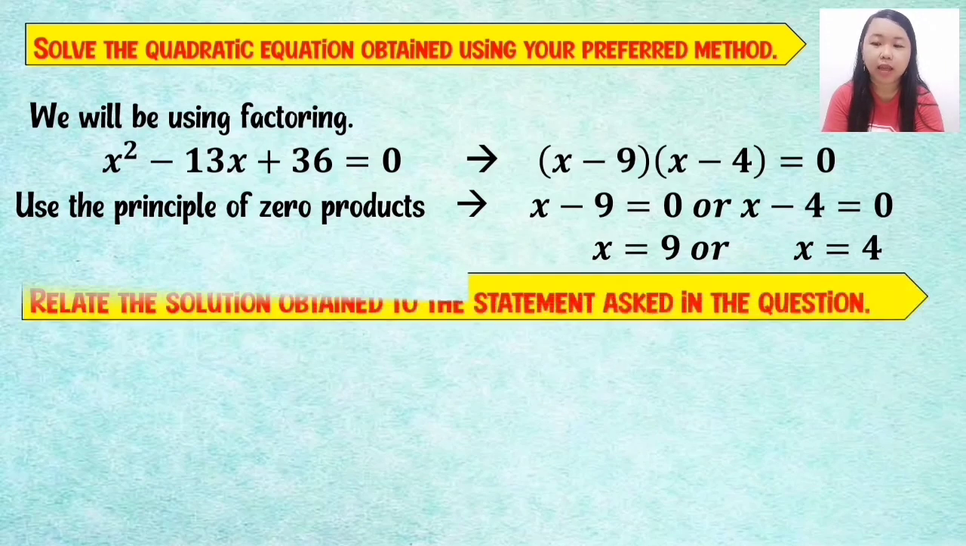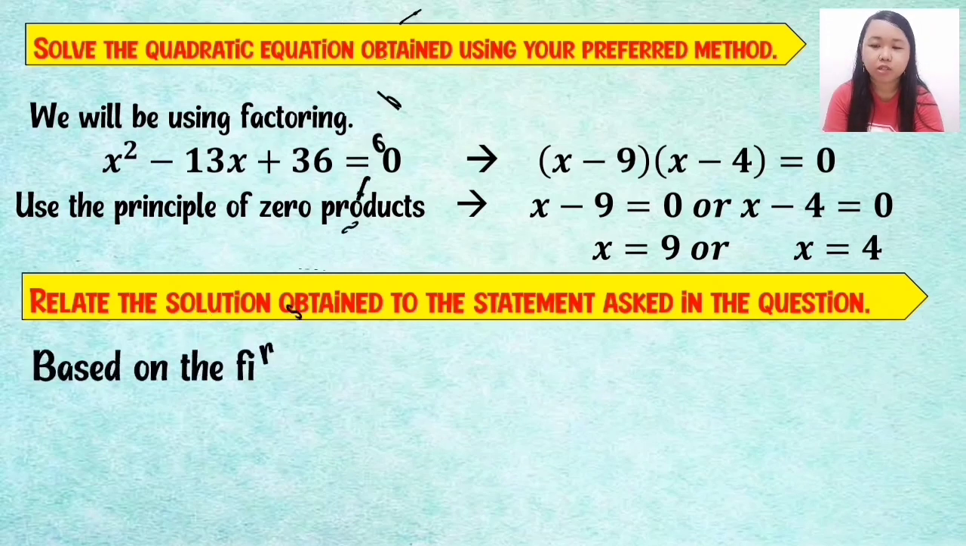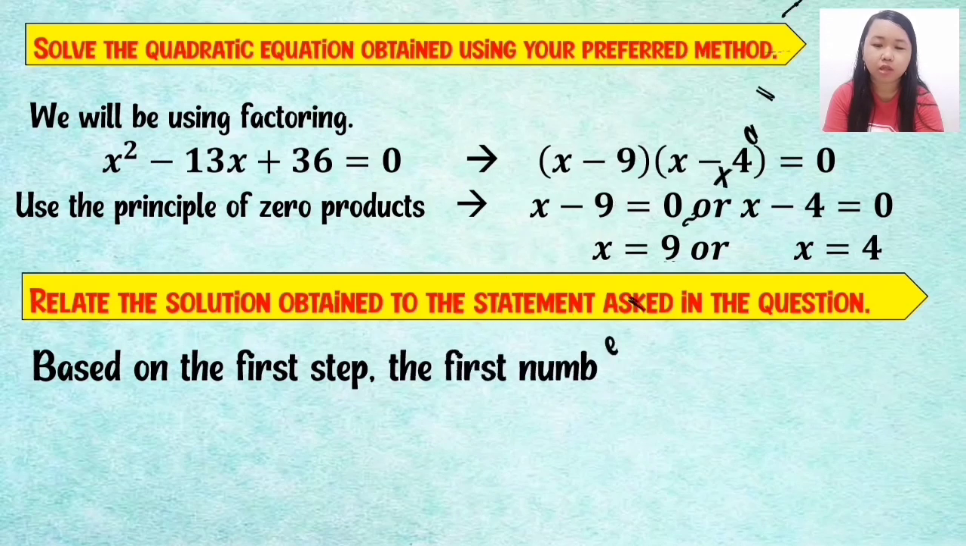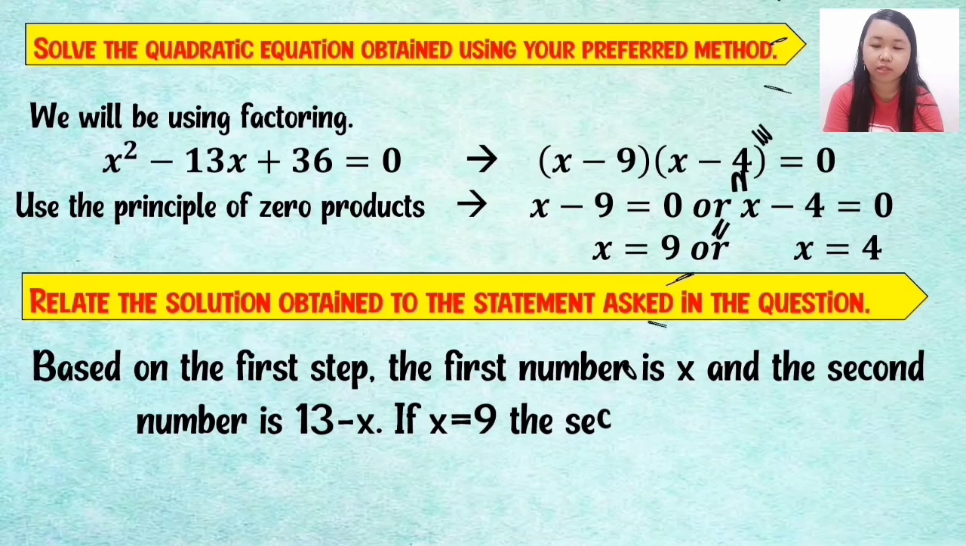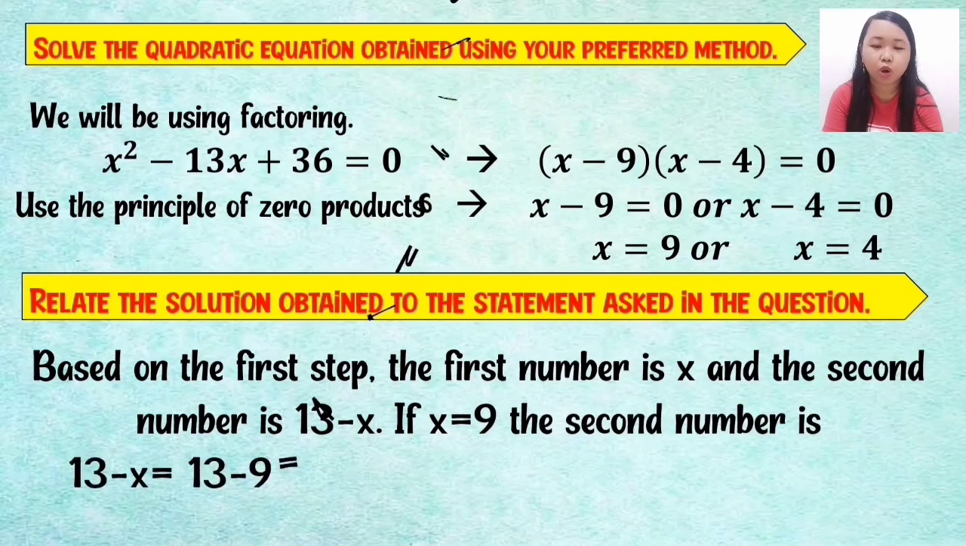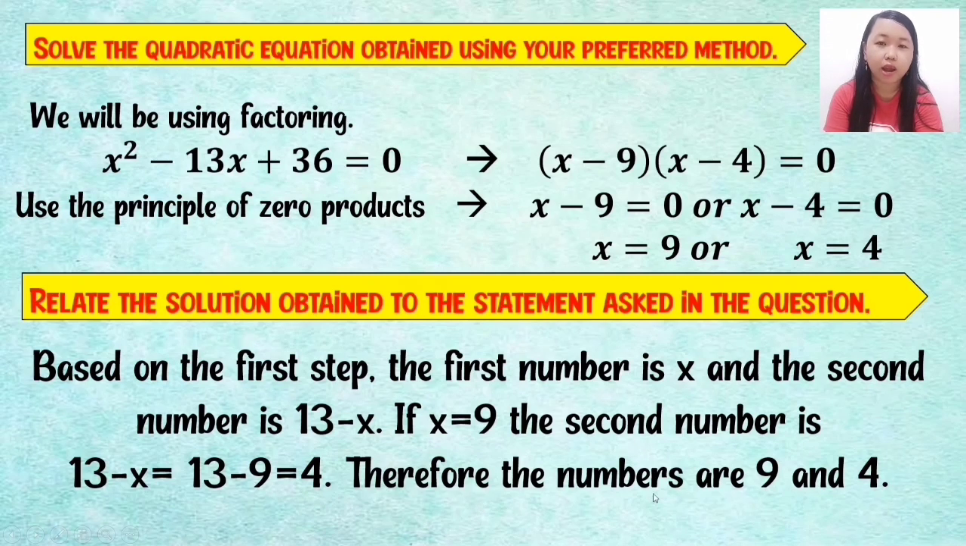Then after that, relate the solution obtained to the statement asked in the question. We need to find the two numbers. Based on the first step, the first number is x and the second number is 13 minus x. So if we're going to use the first value of x, which is 9, the second number is 13 minus 9, which is 4. Therefore, the numbers are 9 and 4.